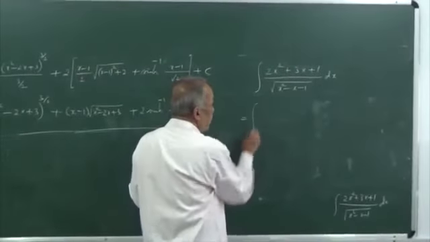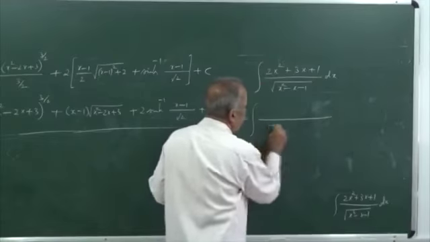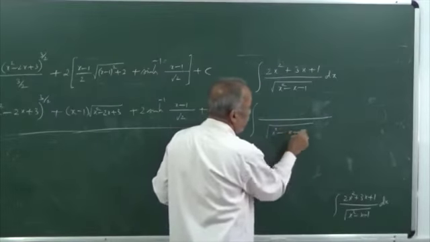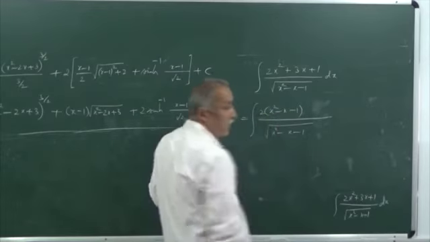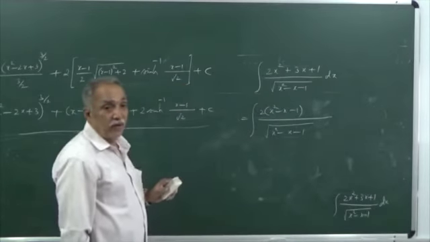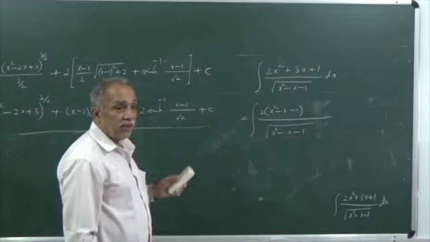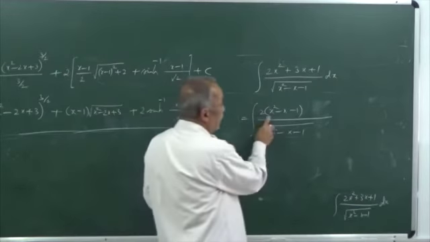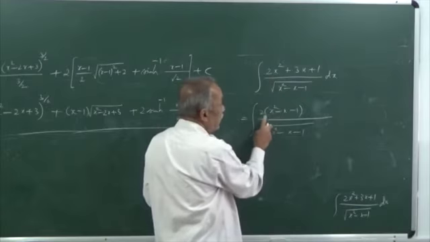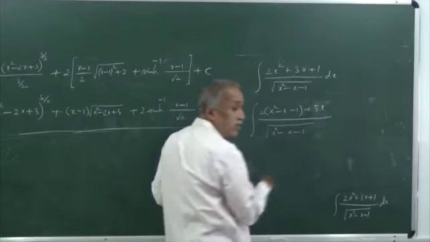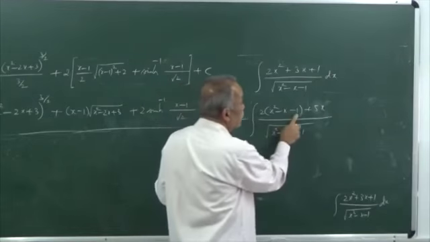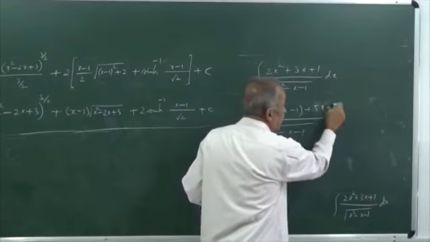I will write the numerator as the derivative-type expression plus some adjustments. 2x square is a required term. Minus 2x can be made 3x by adding a 5x. Then minus 2 can be made plus 1 by adding a 3.